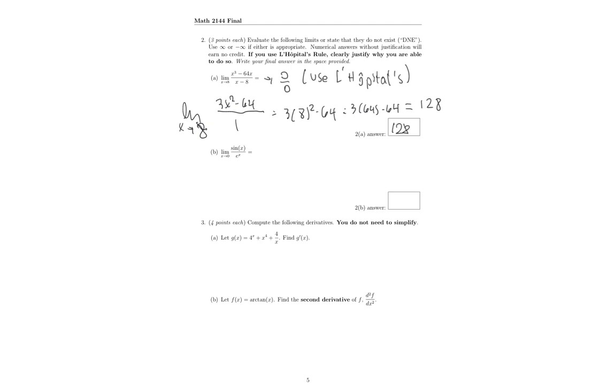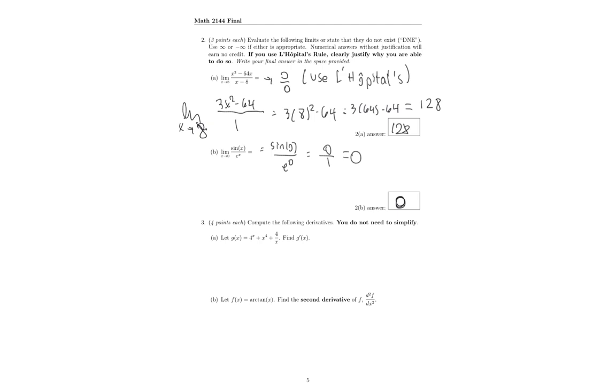Okay, for this next one, limit as x approaches 0, well, that's going to be like sine of 0 over e to the 0. Well, e to the 0 is 1, and sine of 0 is 0. So that one's just 0. We don't even need L'Hopital's rule. You can just take the limit straight up.